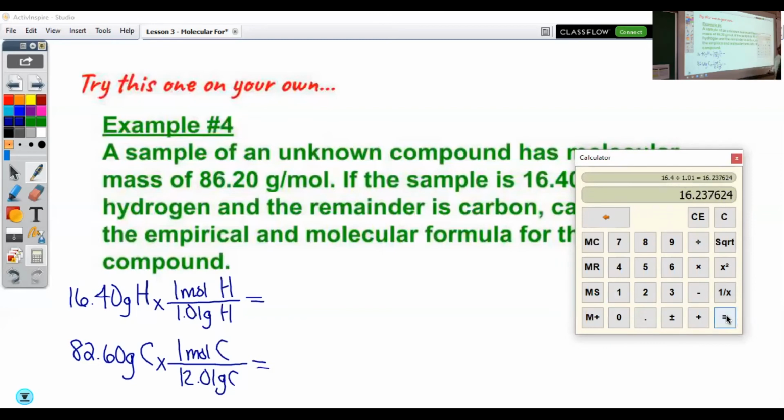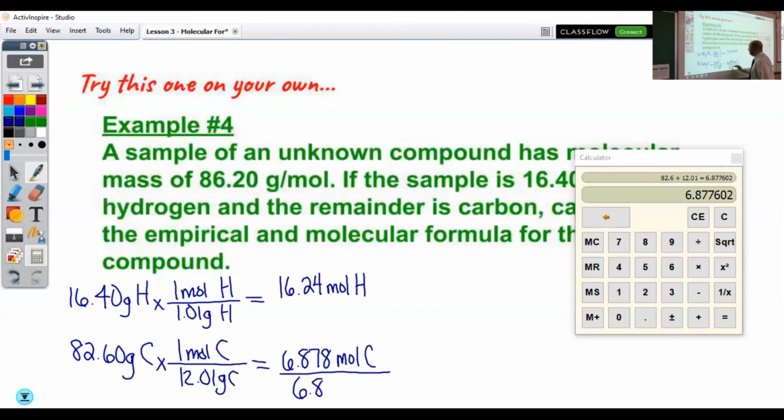So we get 16.24 moles of hydrogen. We get 6.878 moles of carbon. Just like we learned in lesson 2, we're going to divide by the small. So we're going to divide them both by 6.878 moles.